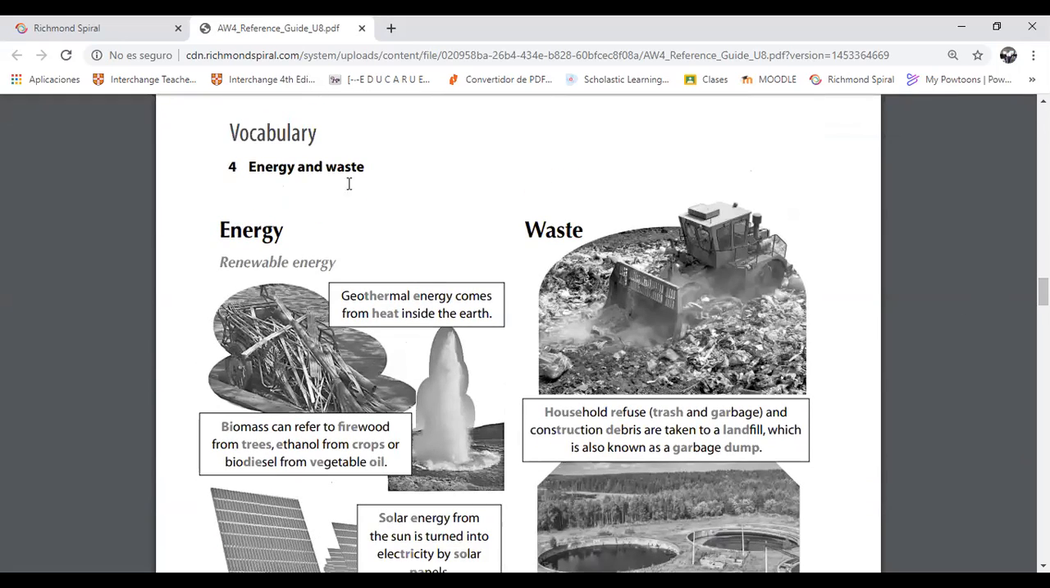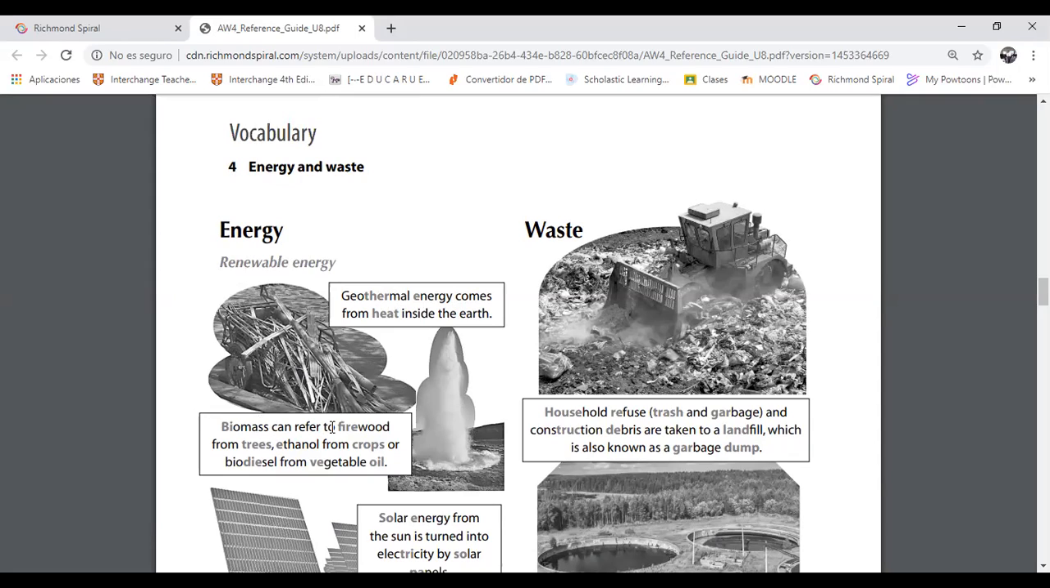Vocabulary: energy and waste. Renewable energy. Geothermal energy comes from heat inside the earth. Wow. Como los geysers. Sale bien caliente. Okay.